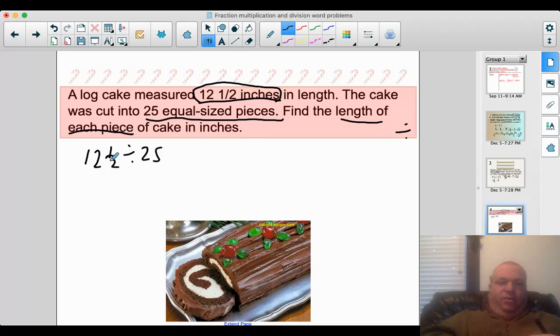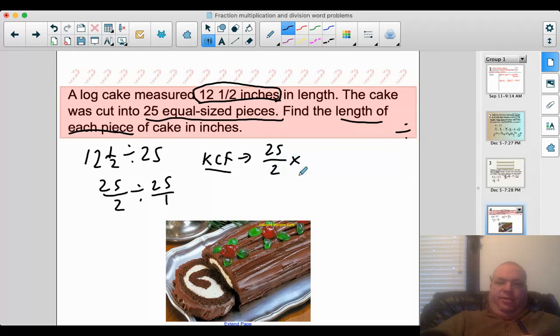So 12 and 1/2, if I make that an improper fraction, that's 25 halves. Divided by 25, I can write as 25 over 1. So keep, change, flip. Gives me this. Keep 25 halves the same. Change the division to multiplication. Flip. 25 over 1 becomes 1 over 25.